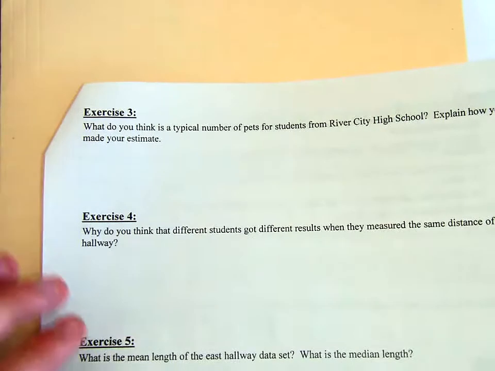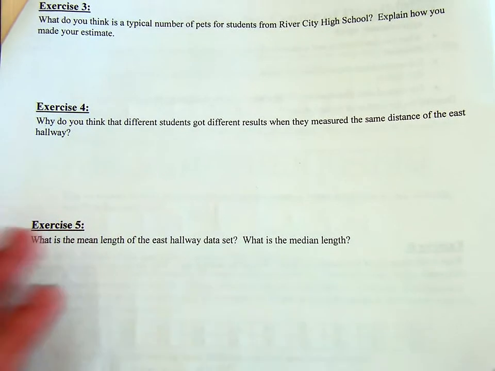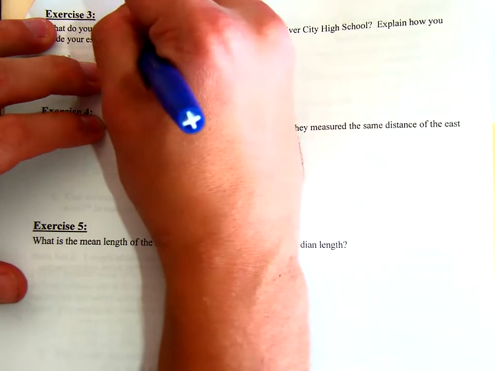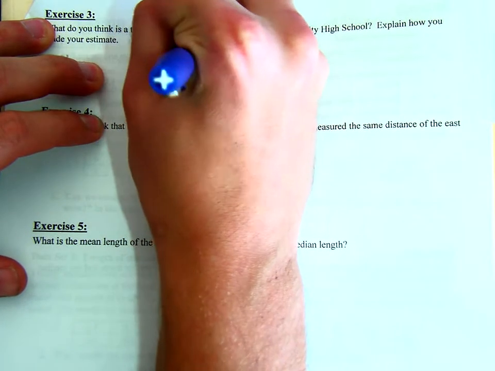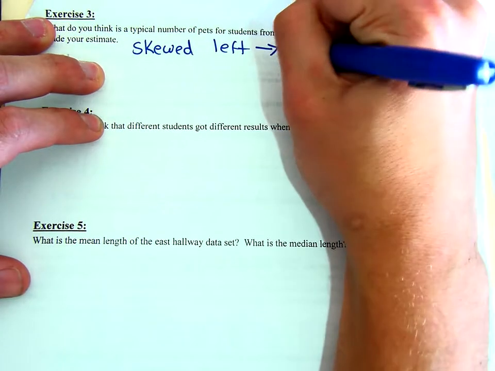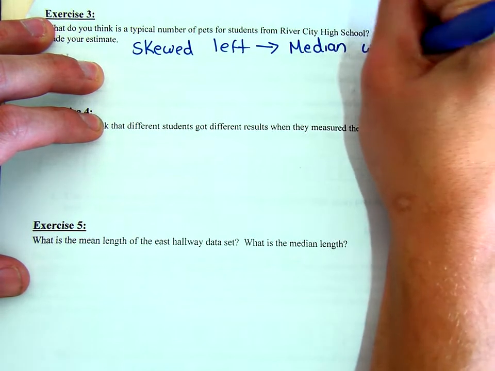Okay. So now if I go on to the next one, they want to know, what do you think is the typical number of pets for students from River City High School? And explain your answer. So if we look at this, since it's skewed, that would mean that the median would be a better option. So I'm going to say skewed left would mean that the median would be a better option.